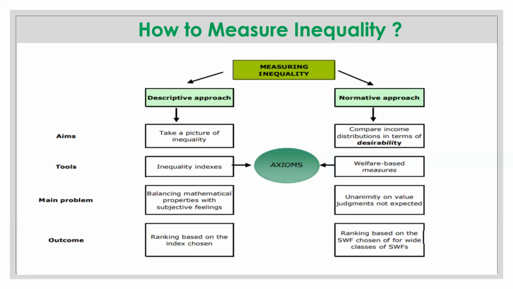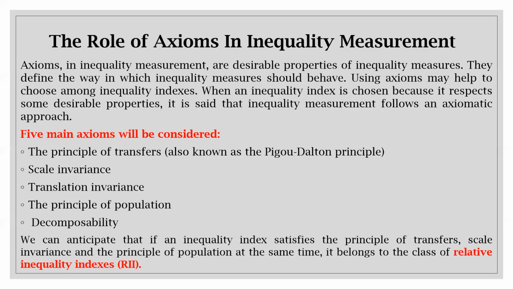Then we create these axioms. Axioms are basically self-explaining principles which have both qualities: they are at the same time quantitative and qualitative. So when we talk about axioms in inequality measurement, it is basically the combination of the descriptive approach and the normative approach. The role of axioms in inequality measurement.